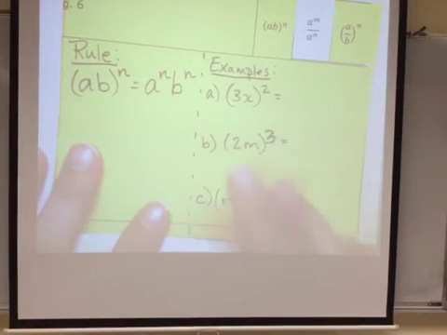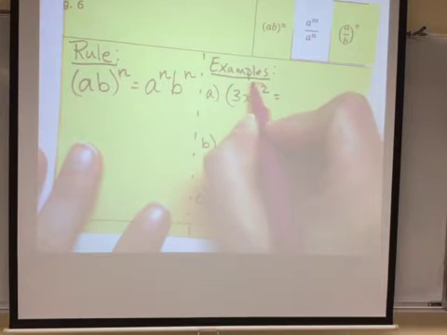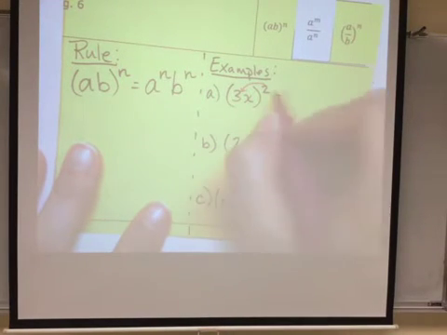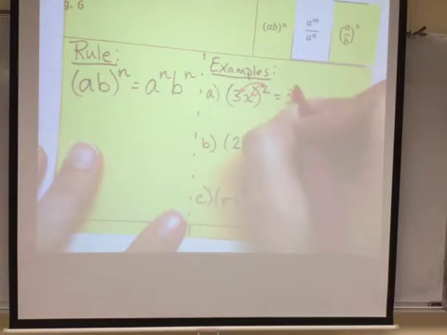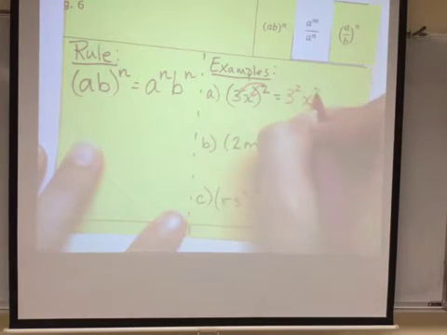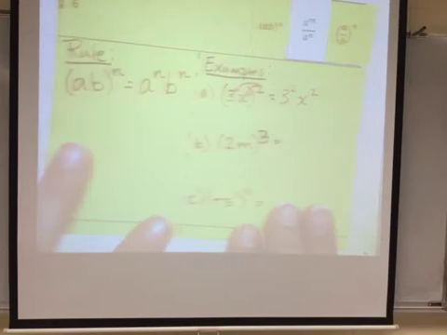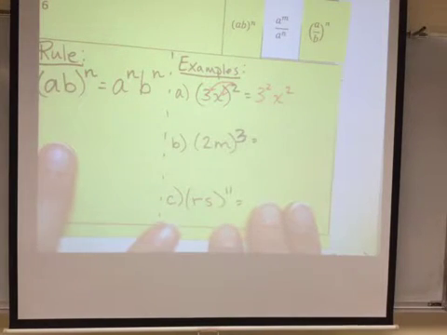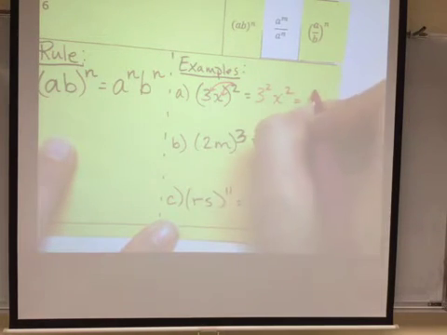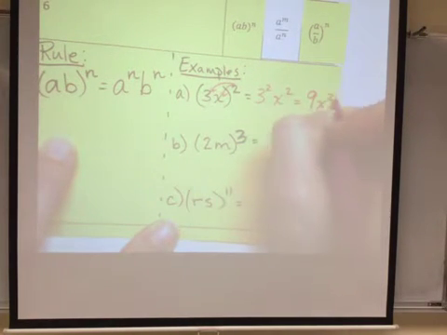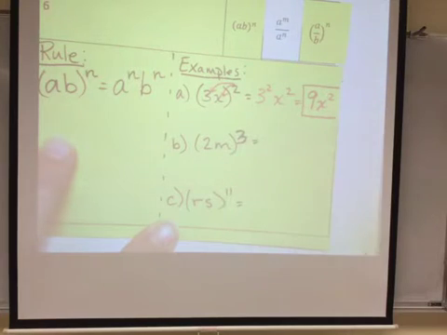Alright, so in my first example, in example A, I'm going to square the 3, and I'm going to square the x. So that's going to be 3 squared x squared. Okay. Beautiful, because we can simplify that 3 squared. 9x squared. Beautiful.